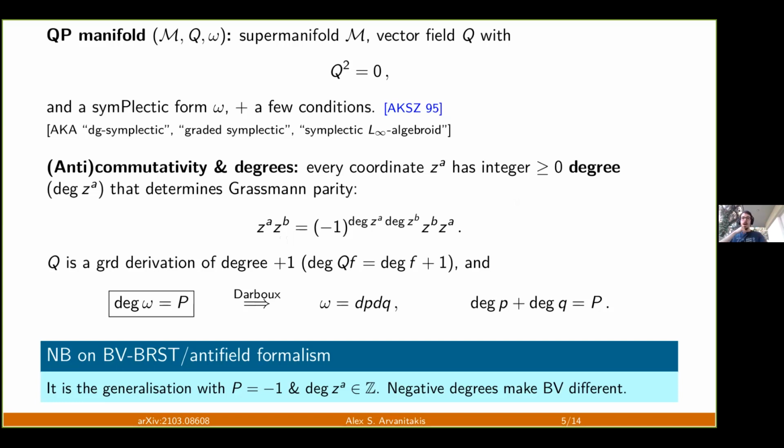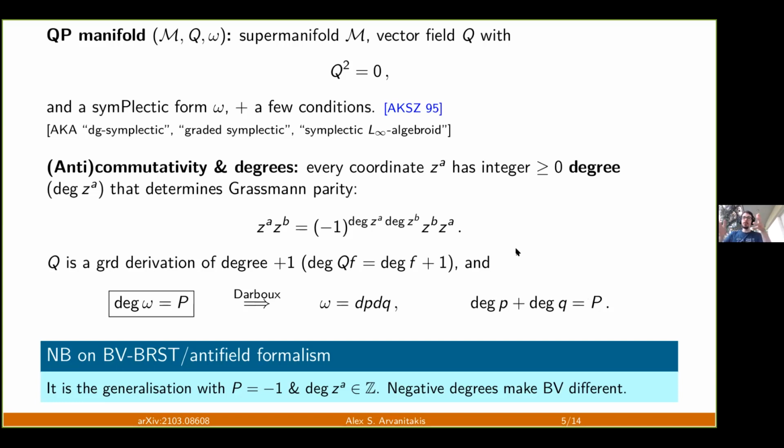Okay. Q is a derivation of the ring of functions on the supermanifold of degree +1. You get minus signs when you move it past objects, as usual. And crucially, the symplectic form also is homogeneous in degree. Well, you can have any degree greater than or equal to 0, big P. And essentially what this means is if you write it in Darboux coordinates, then you get omega equals dp dq, and then the degree of p and the degree of q, just the sum is equal to big P. Okay, so this big P kind of determines how up to homotopy the QP manifold is, viewed as a symplectic L infinity algebroid. The higher the P is, the more homotopies you have to deal with. But I'm not going to be taking this point of view.